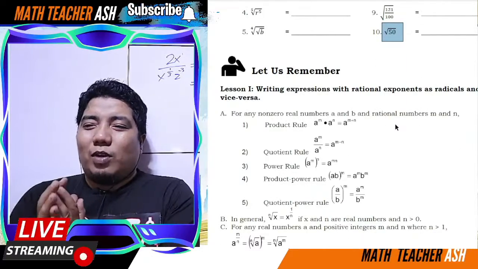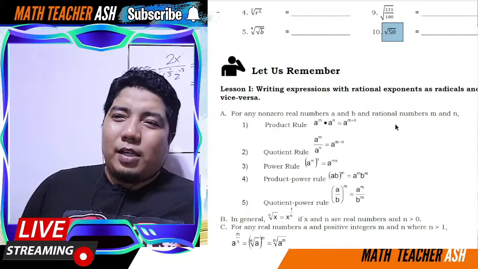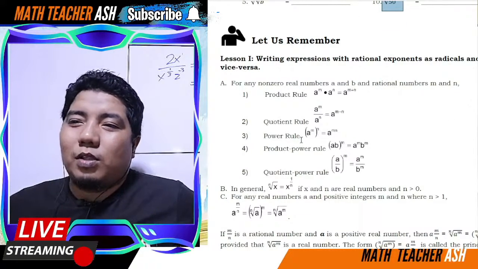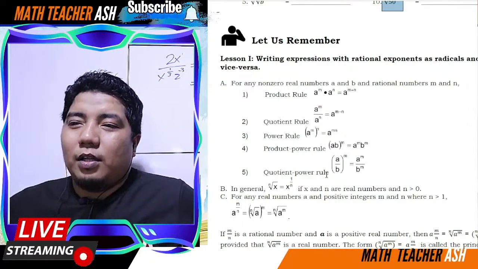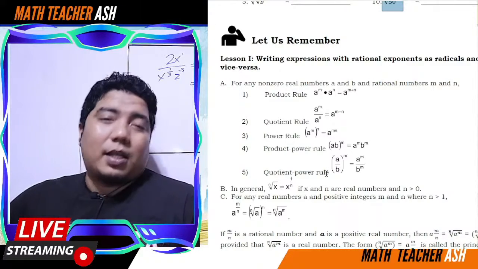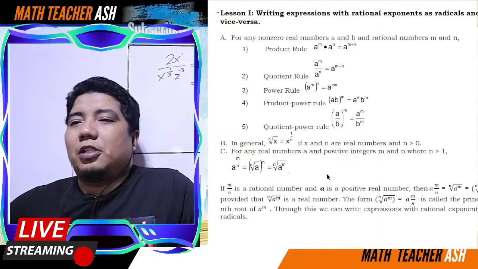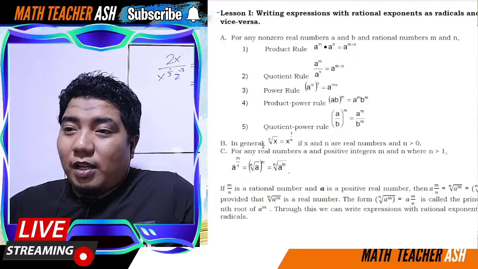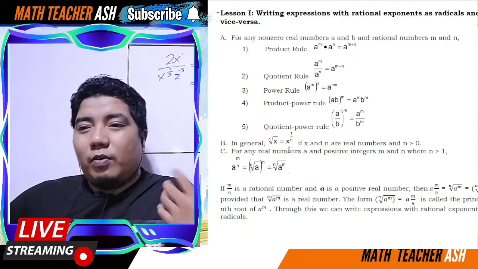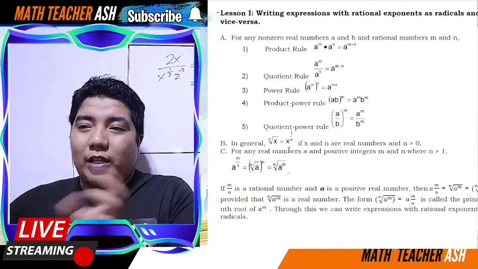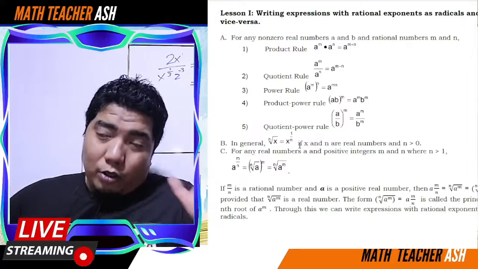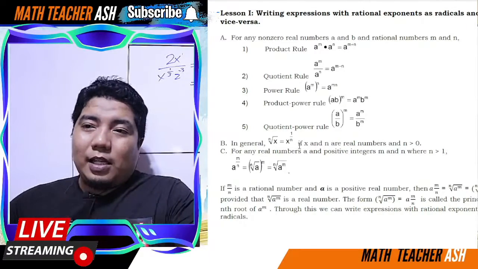Okay, at nandito na nga tayo sa let us remember, my dear math learners. Okay. So, we have here the product rule, the quotient rule, the power rule, the product to power rule, the quotient to power rule, which has already been discussed last week, my dear math learners. We also have in general, how to convert the radicals into a rational exponent and vice versa, where n is not equal to 0, or your index is not equal to 0.